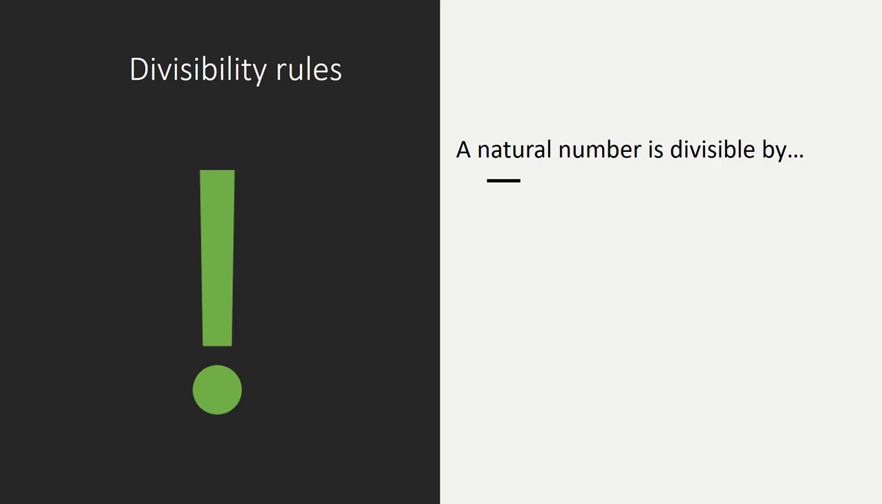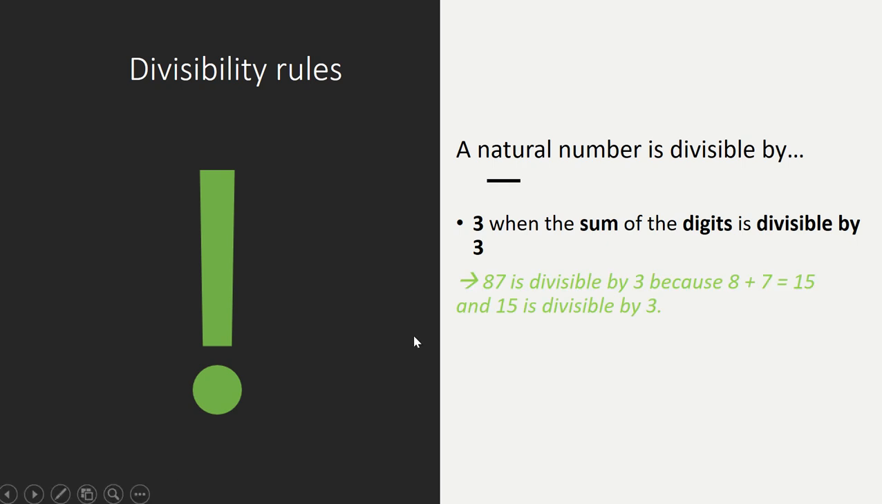A natural number is divisible by 3 when the sum of the digits is divisible by 3. So if I have 87, it is divisible by 3 because 8 is a digit and 7 is a digit. So 8 plus 7, because the sum, it's 15. And 15 is divisible by 3 because I will get a natural number as answer, because it's 5.